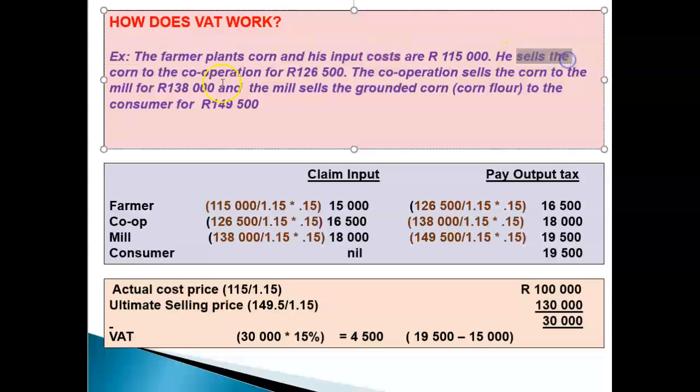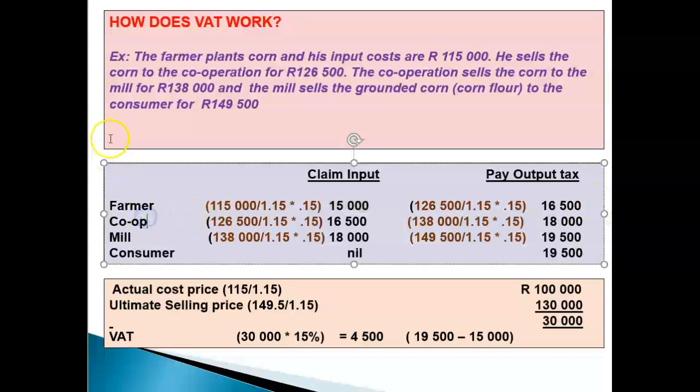He sold that same corn for 126,500 to the co-op. So what was included in that selling price? How much VAT was included in that selling price? So I take the 126,500, I remove the VAT, and I multiply that by the VAT rate of 15%, and I say, well, the output tax included in that amount equals 16,500. So the farmer has to pay output tax of 16,500, but against that, he can claim input tax of 15,000. So the net amount that the farmer is going to pay equals 1,500.